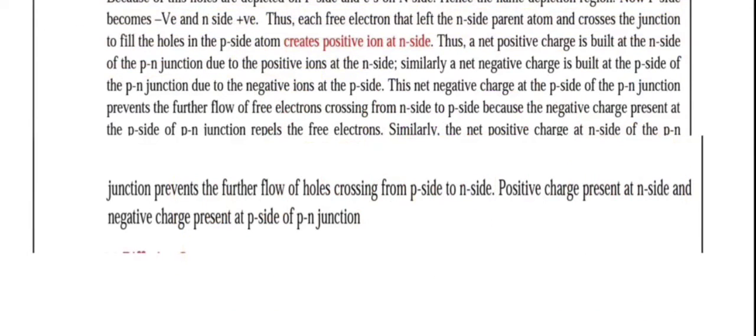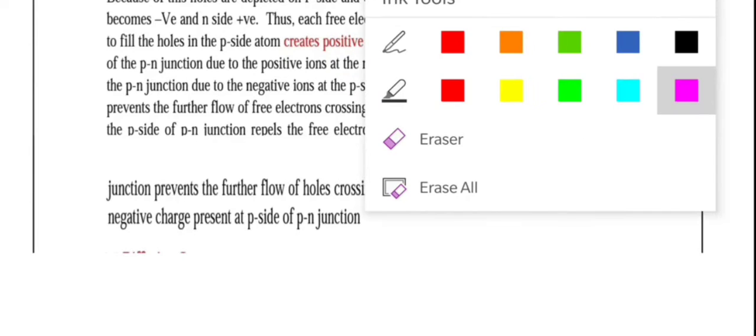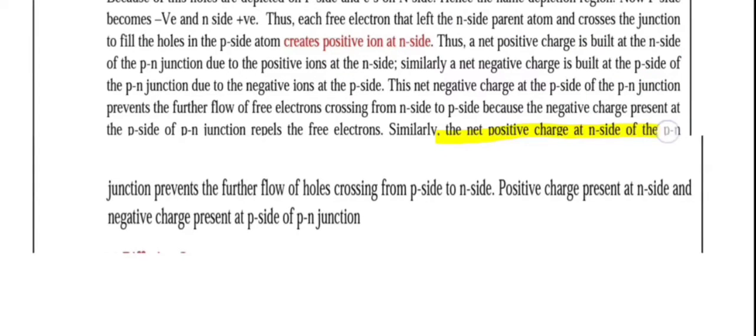Okay, so similarly the net positive charge at the n side of the p-n junction prevents the further flow of holes crossing from the p side to the n side. So in a p-n junction, positive charge is present at the n side and a negative charge is present at the p side. Understood?